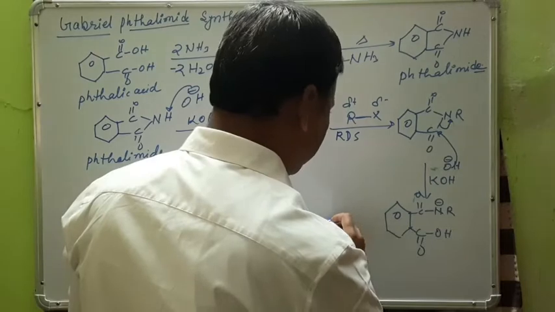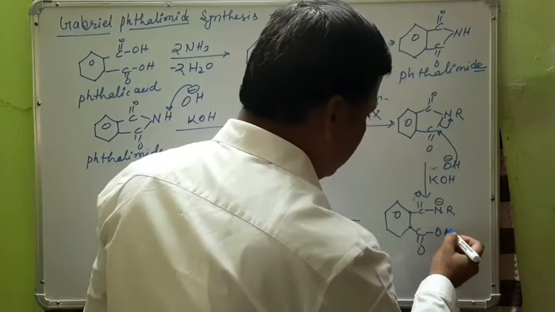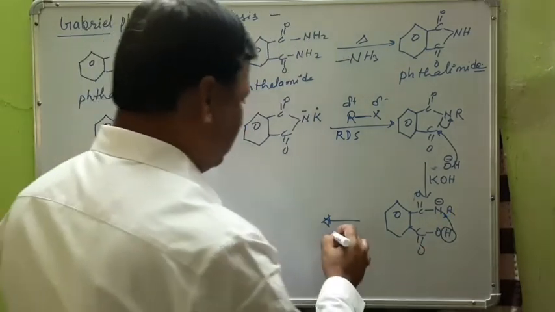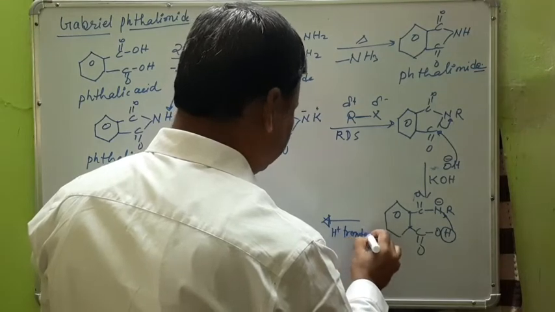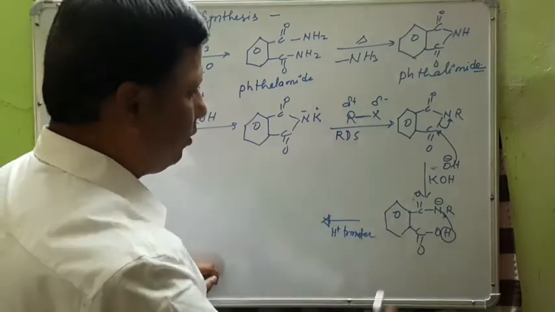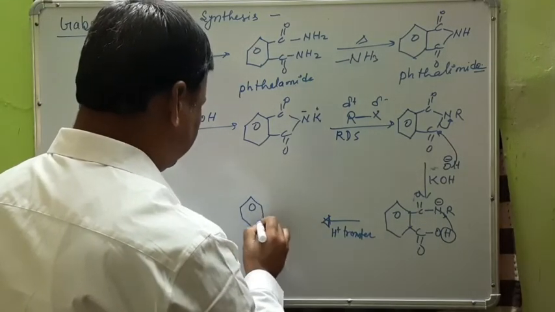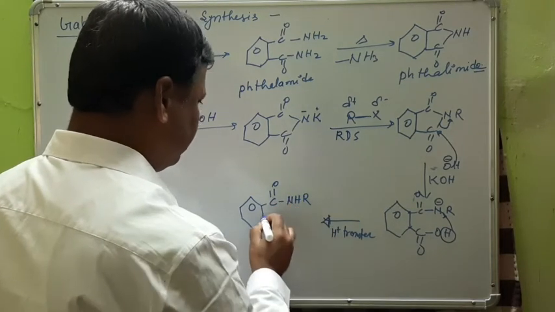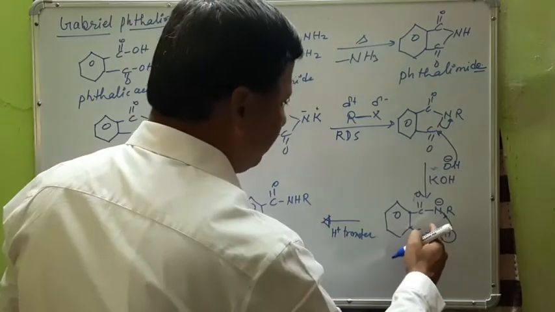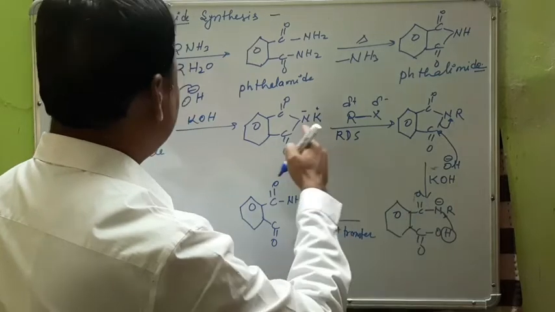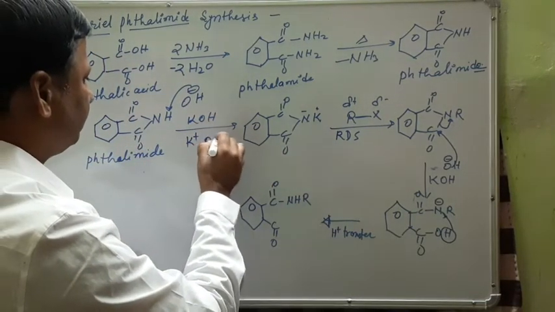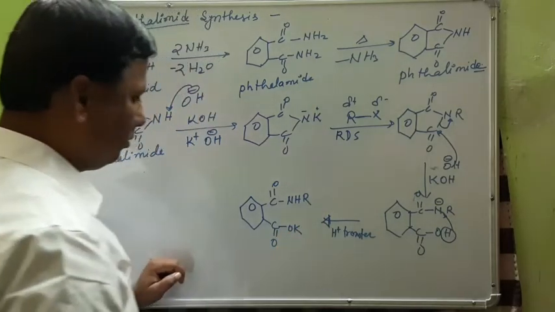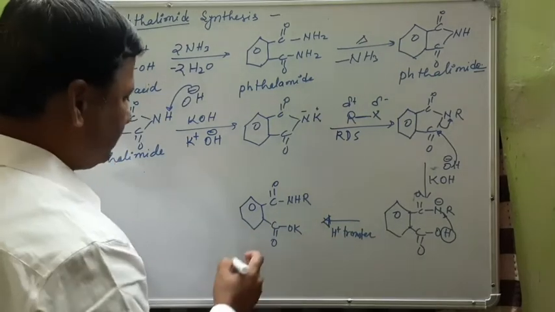In the next step, there will be shifting of proton. This hydrogen will shift to this position from this position. This is H plus transfer. This is called proton transfer. Now here will be minus charge, and this K plus will attack at this position. So here will be COOK.